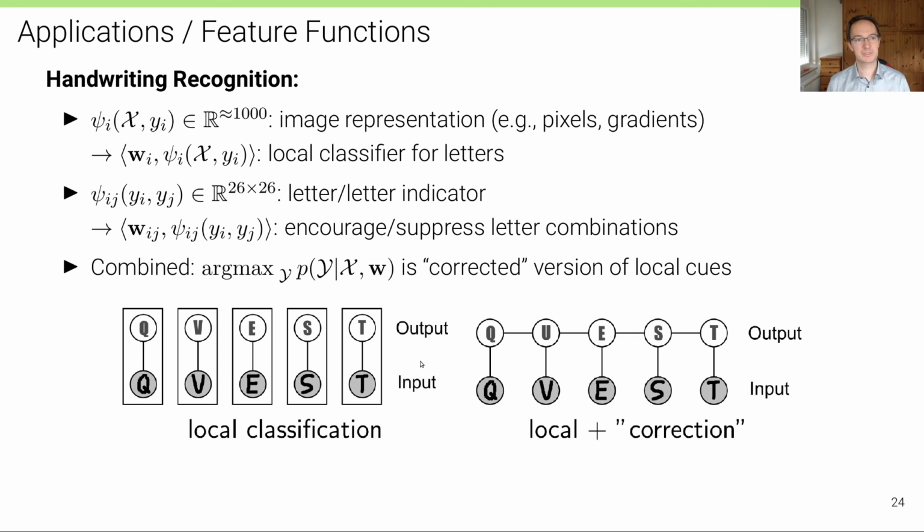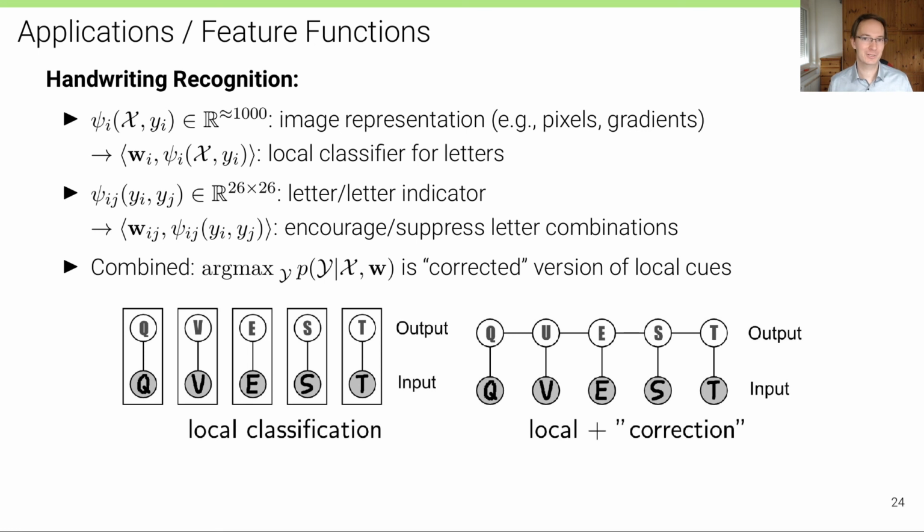This was an example for semantic segmentation. Another example is handwriting recognition, where we have a sequence of characters and we want to classify these characters. This could be little images, and we want to classify these characters. And maybe we have certain prior knowledge about which characters occur after each other. And that could be encoded by such pairwise potentials here, where we have an indicator that indicates which letter is more likely to follow another letter.